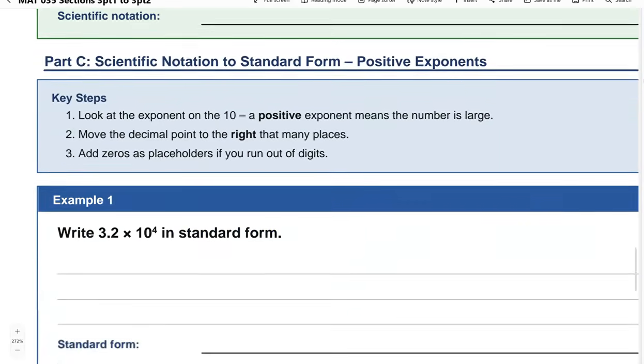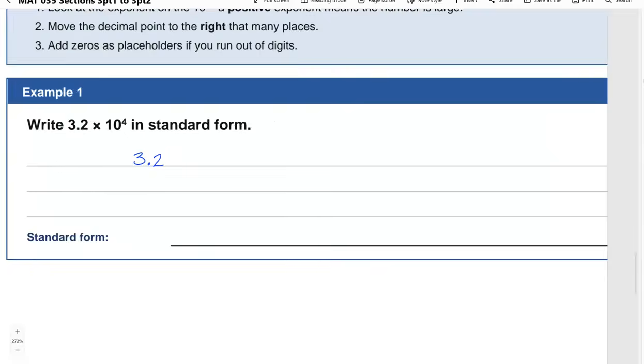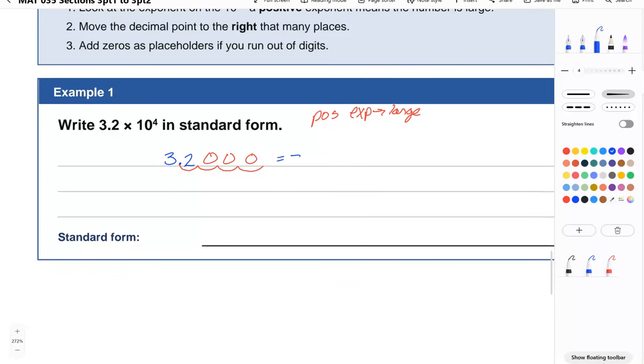So if we can take a number and put it in scientific notation, then we should be able to take it out of scientific notation also. So let's look at that first one. We have 3.2 times 10 to the 4. Because this is a positive exponent, this is going to be a really big number, so it's going to be large. So that 4 just means we're going to move it 4 times, and since we want a big number, we have to move it to the right. So all those little loops we're going to fill in with zeros. So my answer here is going to be 32 with 3 zeros after it, which is 32,000.